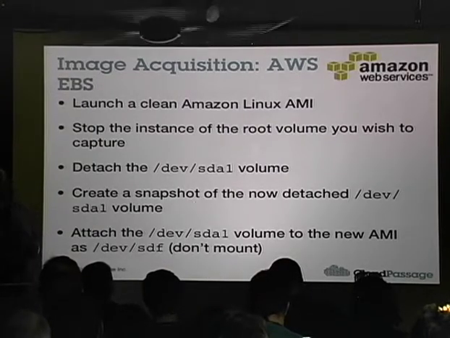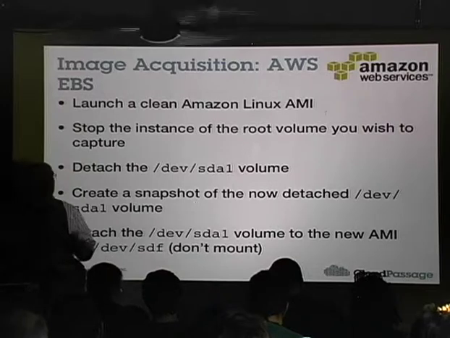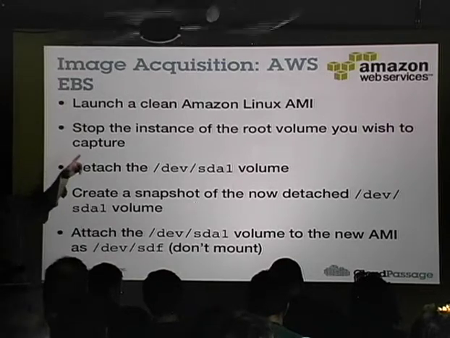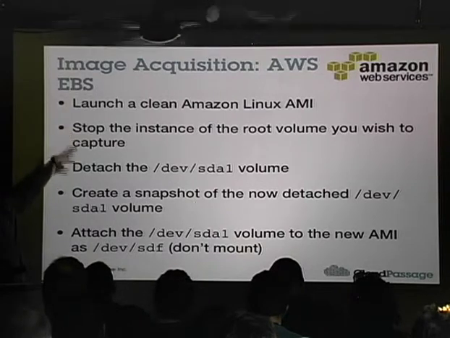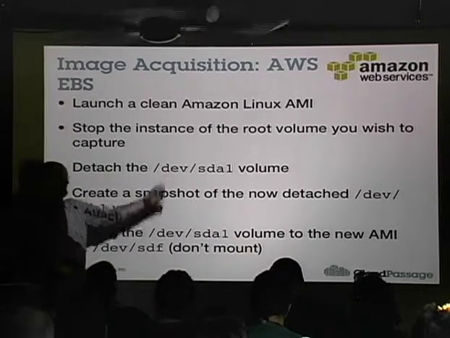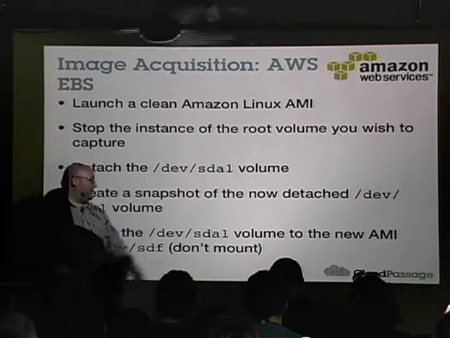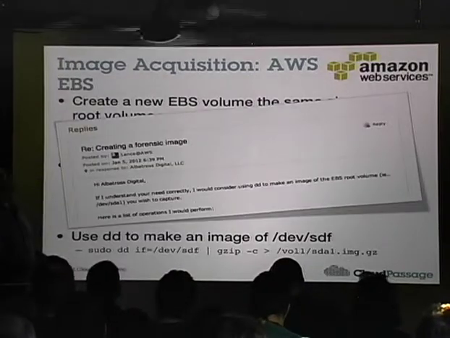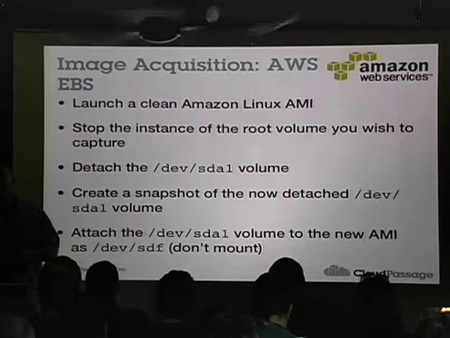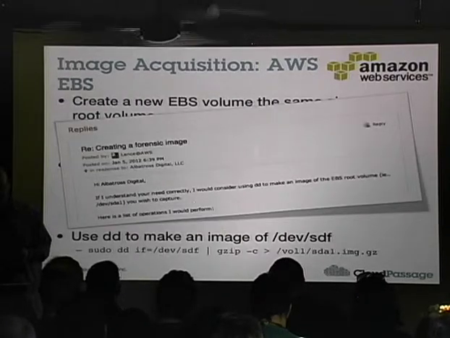So for the image acquisition on AWS, you know, launch a clean Linux AMI. Stop the instance of the root volume that you want to actually look at. Detach that volume. Create a snapshot. Attach it. Oh, that didn't work out well.